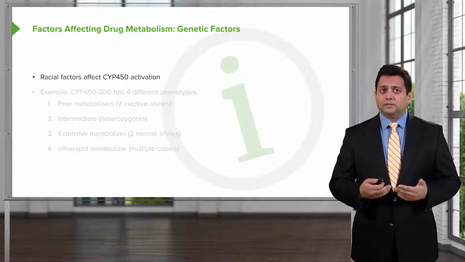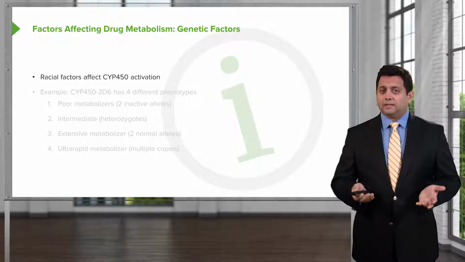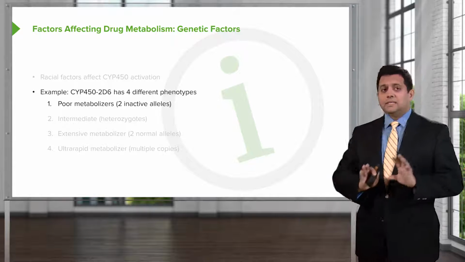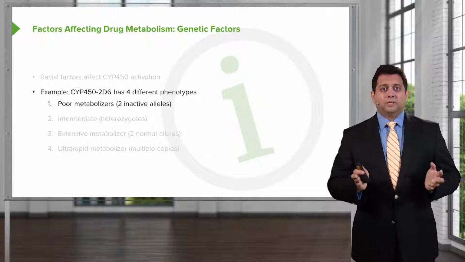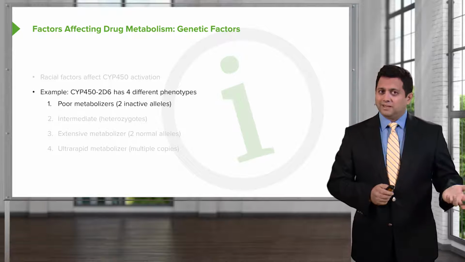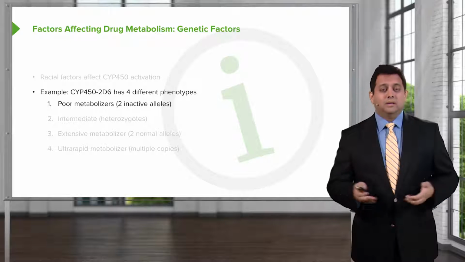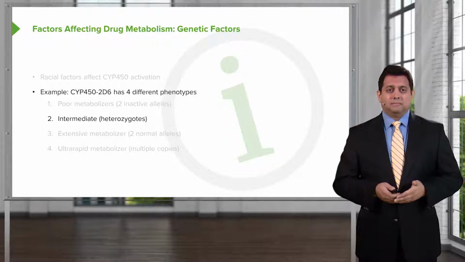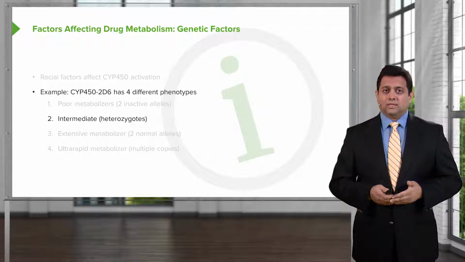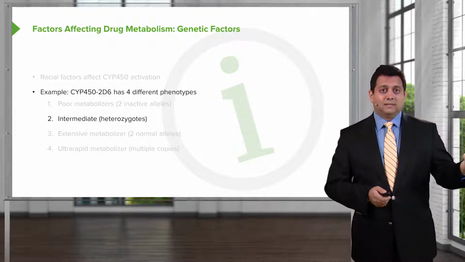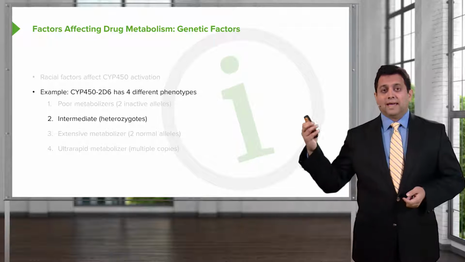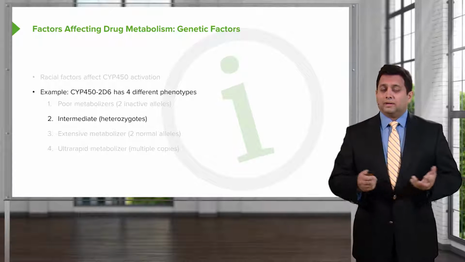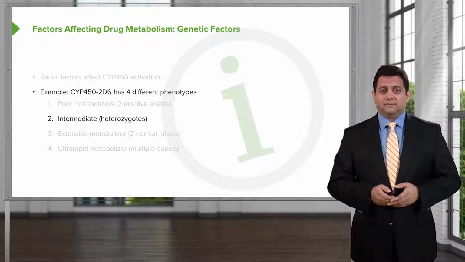Now, racial factors affect cytochrome P450 activation. So for example, let's talk about 2D6. 2D6 is one of the isoenzymes. It has 4 different phenotypes. There are the poor metabolizers. These are men and women who have 2 inactive alleles. Then you have the intermediate metabolizers. These are heterozygotes. They inherited 1 active allele from their mother and perhaps an inactive allele from their father. So they have 1 active, 1 inactive allele, so they're heterozygotes. They have a moderate amount of activity.